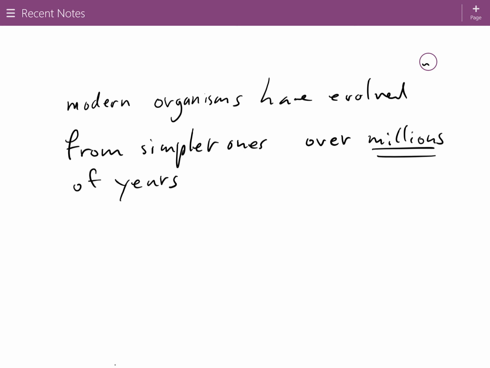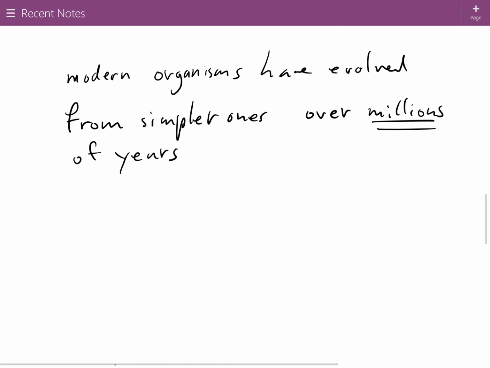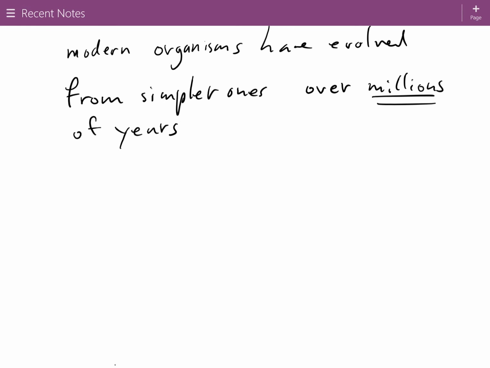And his idea was quite simple: there is variation amongst all living things. So just like in our class, you have some people who are black, some people are white, some people are tall, some people are short, some people have blue eyes or brown eyes. In any population, there's going to be some little differences.